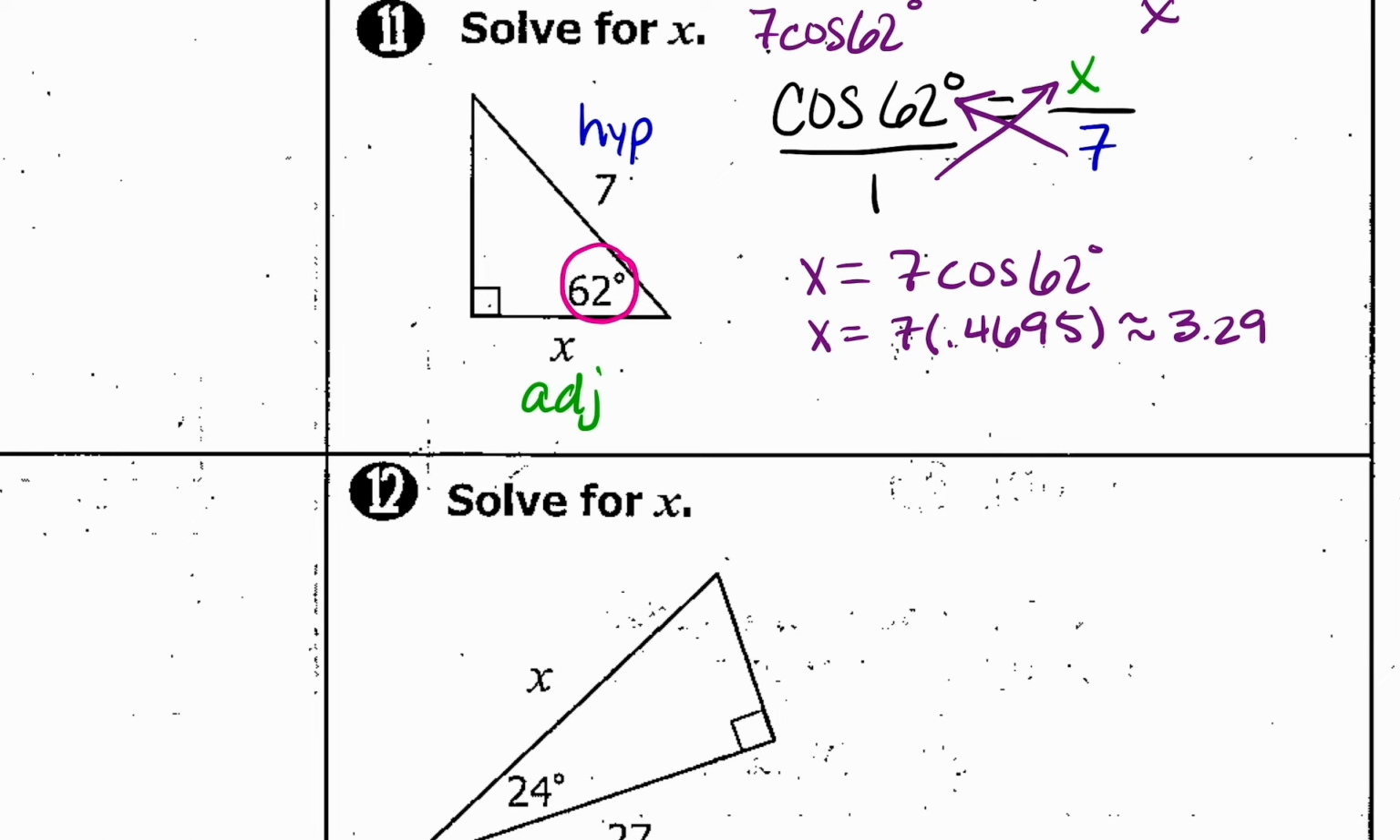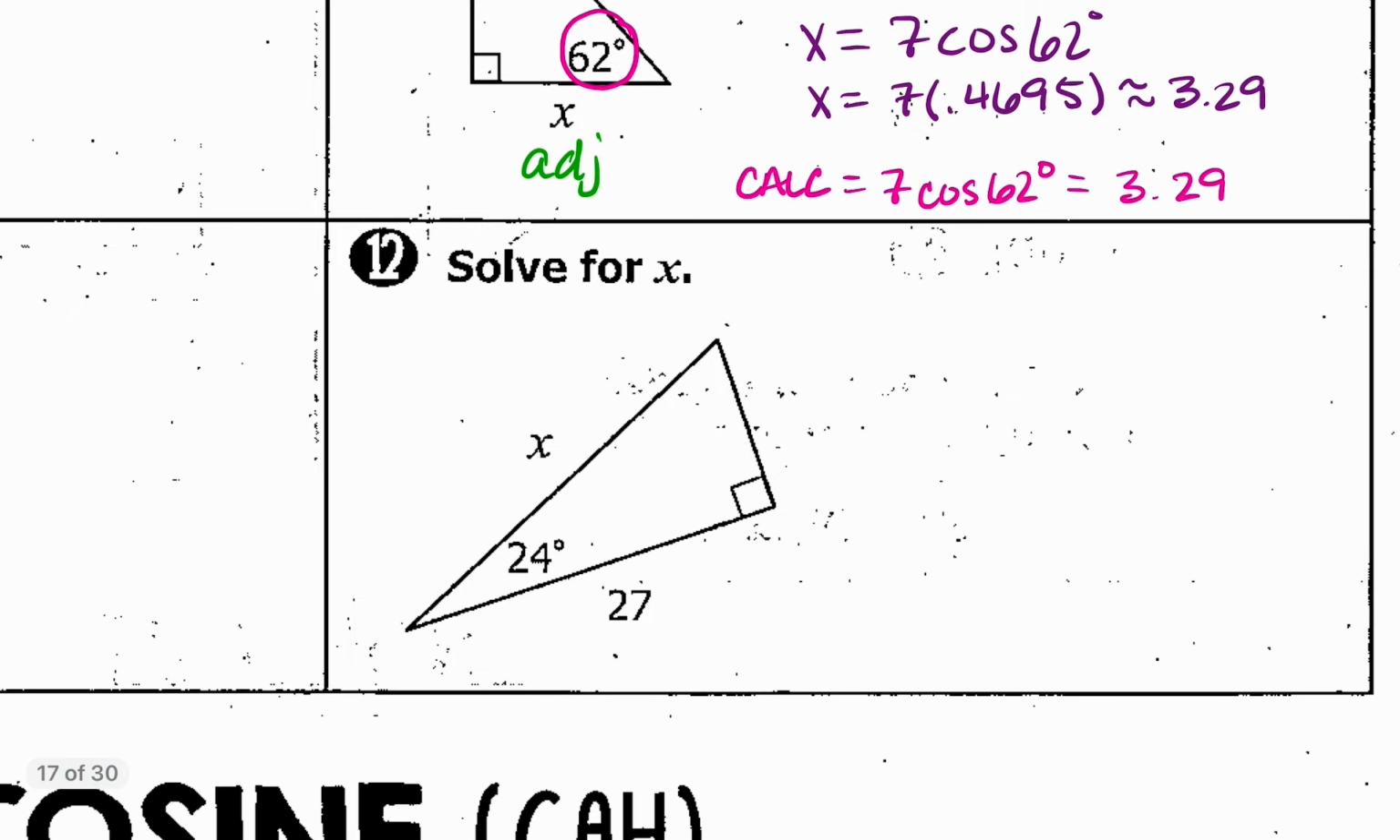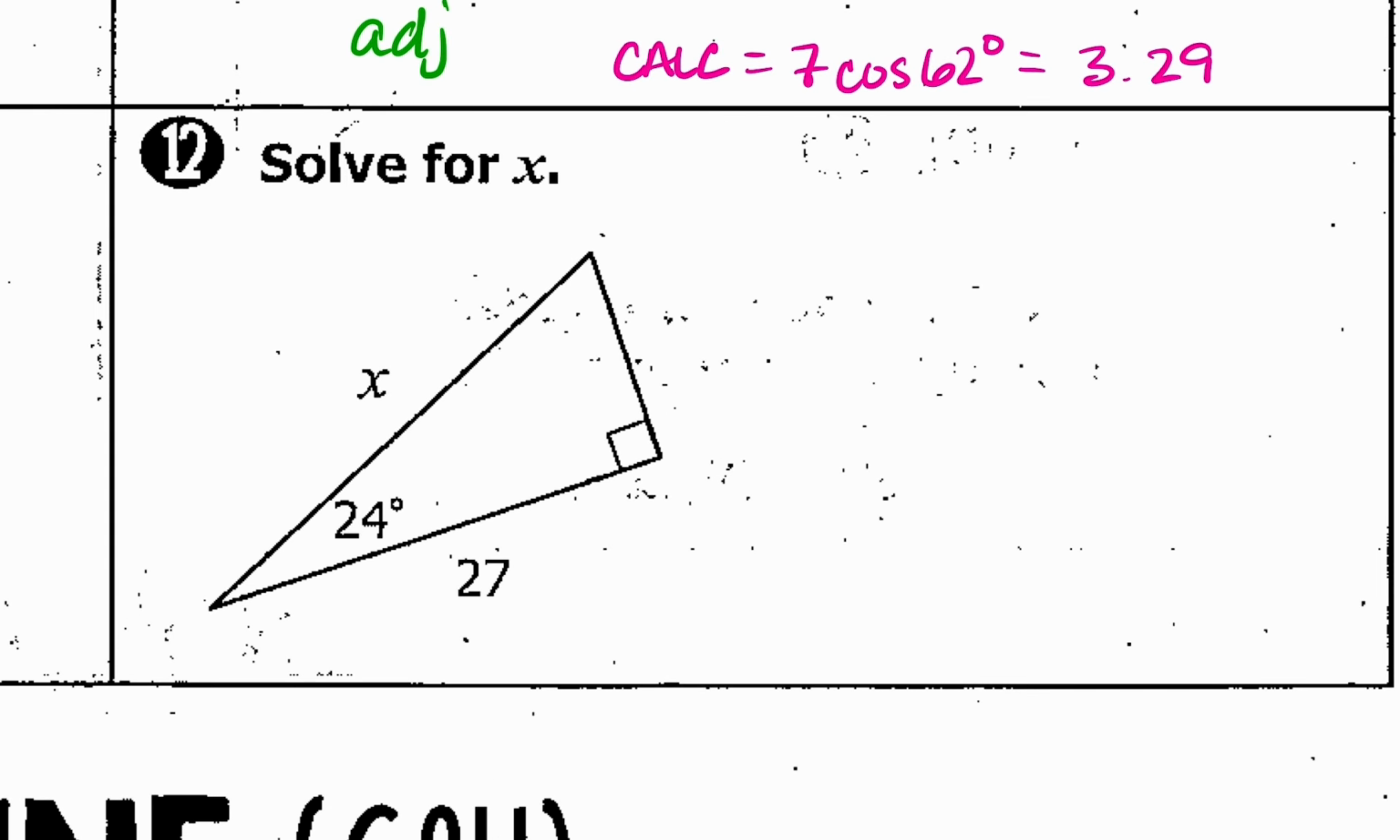We could also type it directly into the calculator. So if we are using the calculator, then we would just type in that 7 cosine of 62, which gives me 3.29 as well. Okay? For the second one, for number 12, we're going to do the same process.